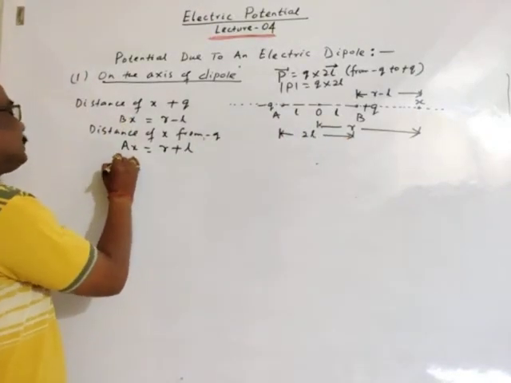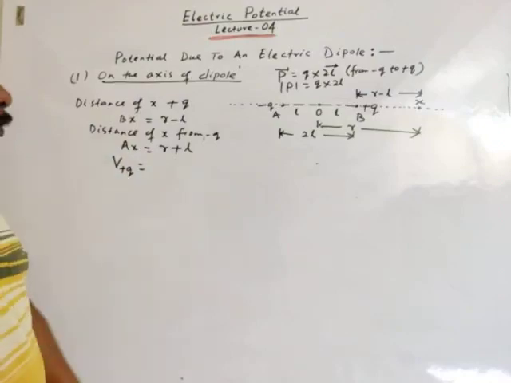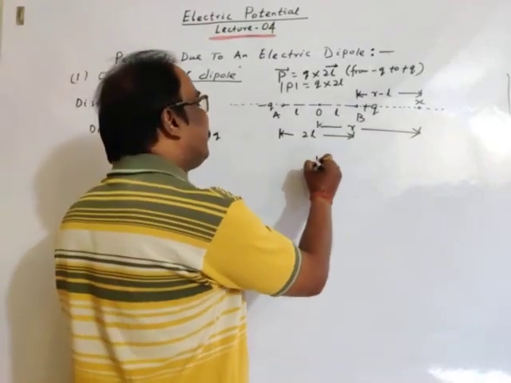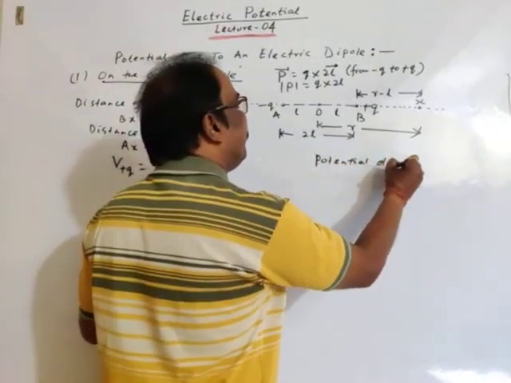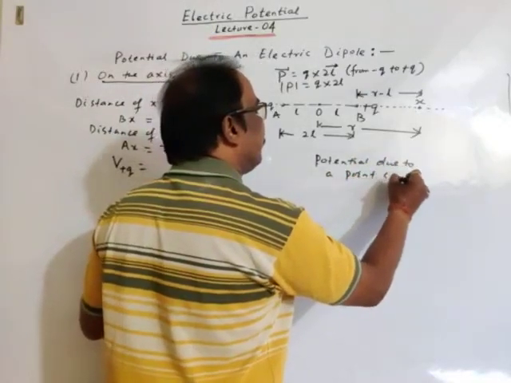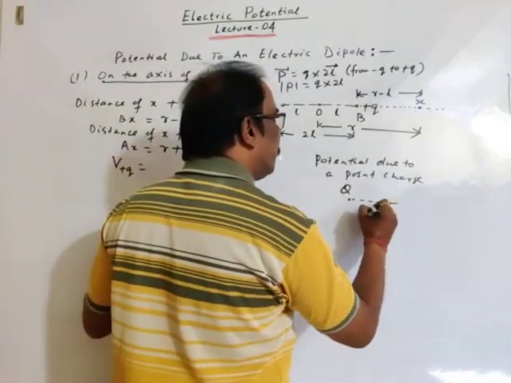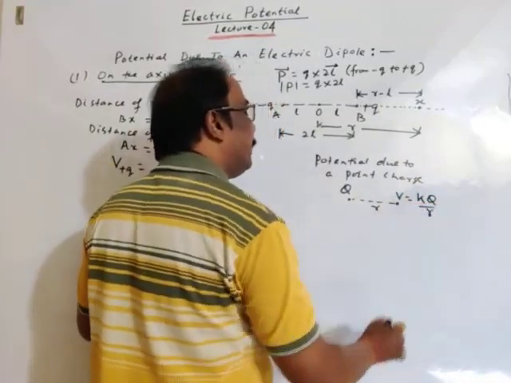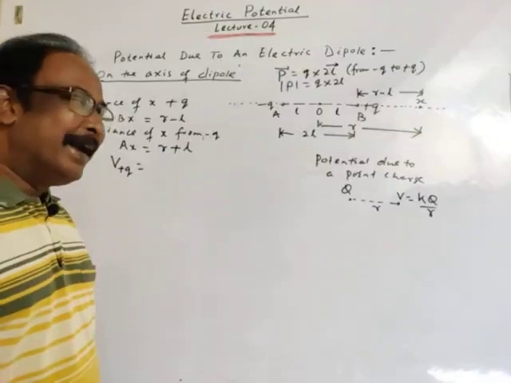Then potential due to plus Q. As we know, potential due to a point charge: suppose this is a point charge Q. Potential at a distance R is V, V is equal to KQ by R. We have already found the expression for electric potential due to a point charge.